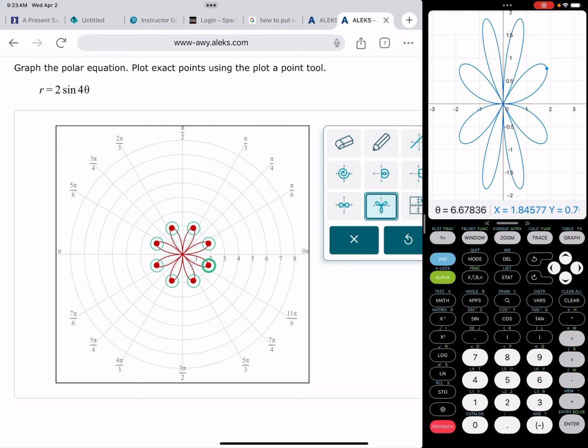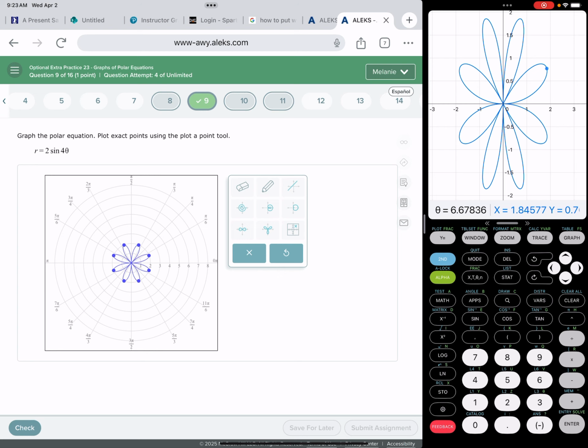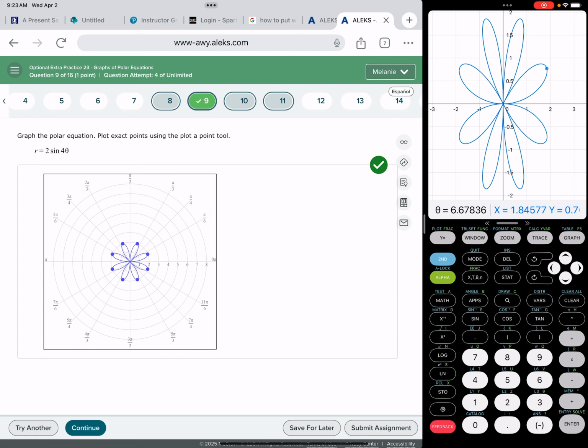All right, it looks like all of my petals are where they're supposed to be. I will check my work. And I got that one correct. All right, so that's the 2 that I wanted to show you. Hopefully that helps you with graphing the rose graphs.